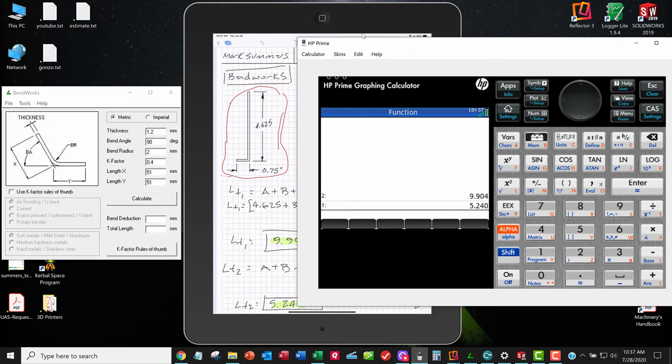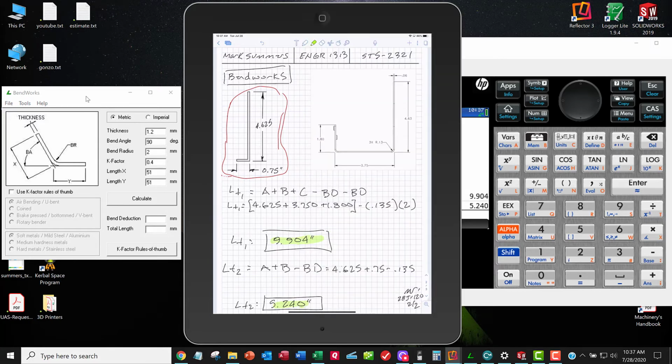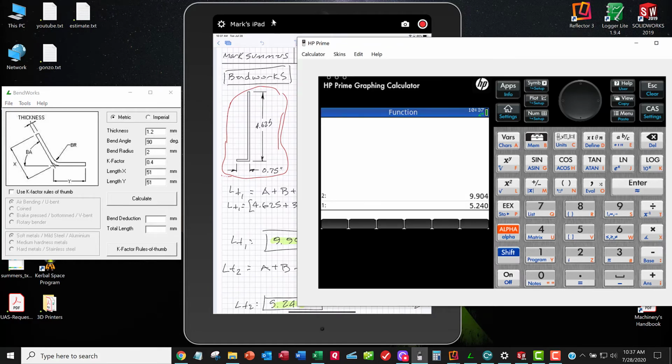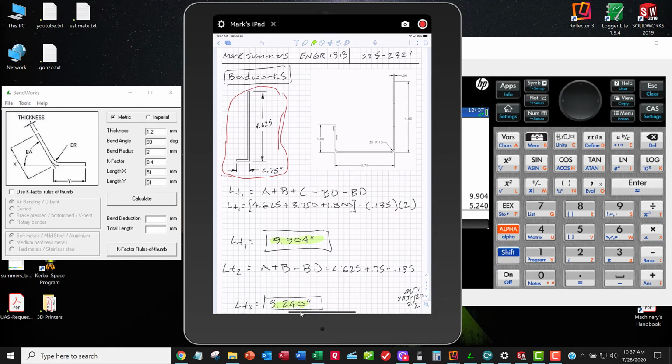I don't know. Let's go check and see what Bendworks says. So in Bendworks, I'm going to metric imperial. I go to imperial units. Oh, why is it not working here? Doesn't like something. Maybe I need to get rid of my PDF file. Now I should be happy. Imperial units. My thickness is 0.0625. My bend angle is 90. The bend radius is 0.125. K factor is 0.44. And let's do LT2 first.